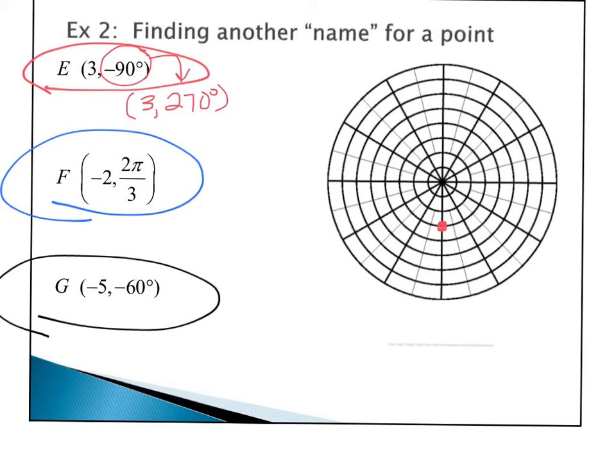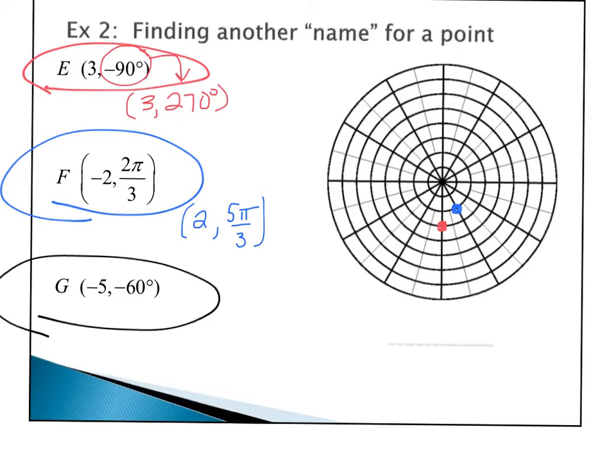Point F has a negative radius. So recall, we can rewrite any point with a negative radius by changing it to a positive radius and then adding or subtracting a pi, in this case because we're dealing with radians. So I'm going to add pi so that I can keep my angle positive. So adding 3/3 pi would give me 2, 5 pi thirds, which would be located right here.